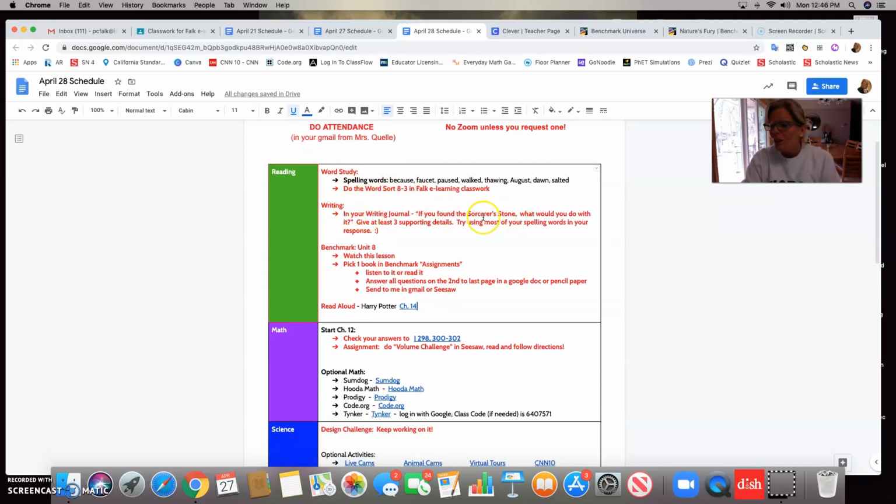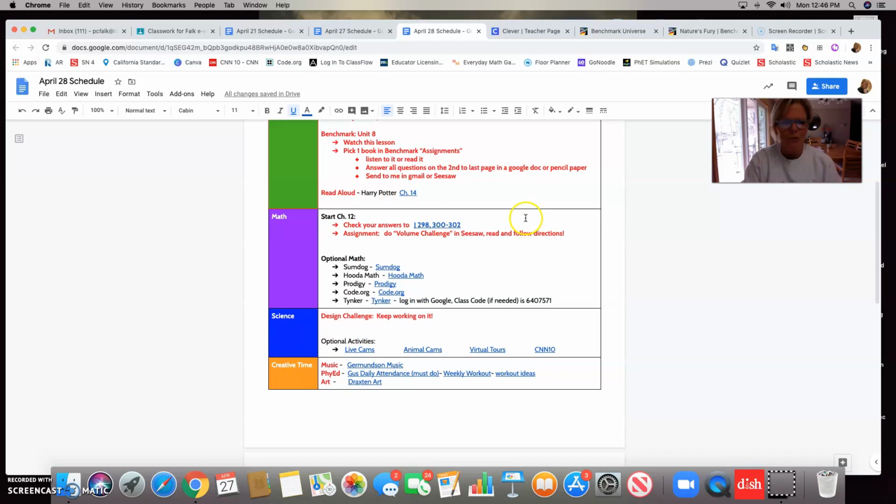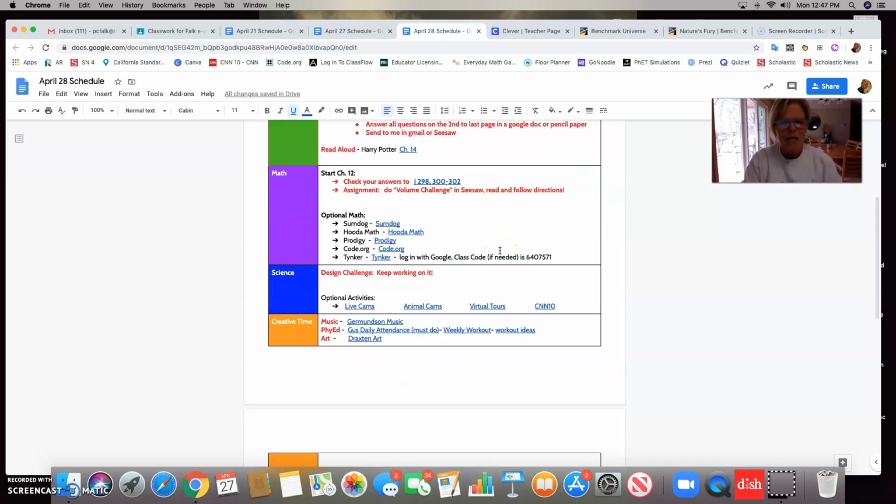I want you to journal a little bit about the Sorcerer's Stone, because we're getting to the good information, the best part, getting close to the climax of the story. And then I have chapter 14 there. And then there's a little follow-up math from yesterday. And just keep working on the second egg drop design challenge. Okay, hopefully you're working on that.